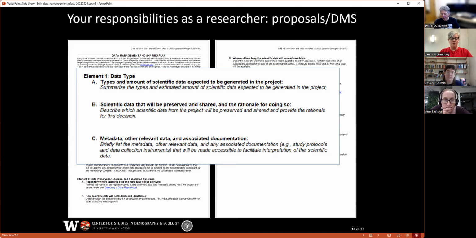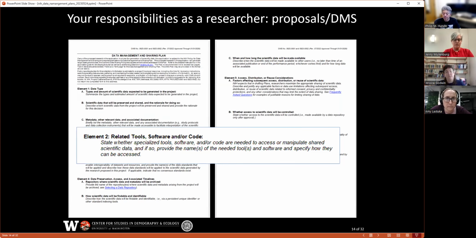Item B, scientific data that will be preserved, shared, and the rationale for doing so. So here you're going to describe the actual data sets that you're going to be preserving and sharing, and then listing metadata. So not only do you need to be prepared to share the data, but you should also be prepared to share the metadata. And I think this is really important, because if the idea is to make things transparent, able to be validated, and able to be replicated, if you just throw a data set up there without metadata about the characteristics of the data or how the data should be used, then the data will pretty much be worthless.